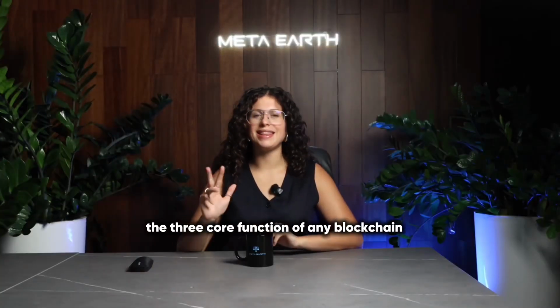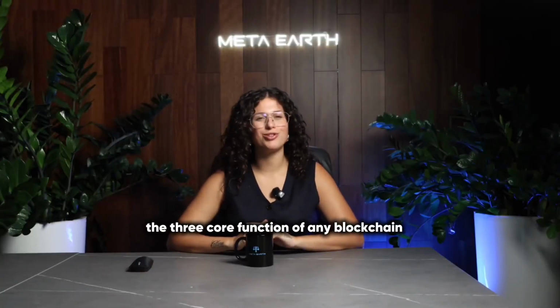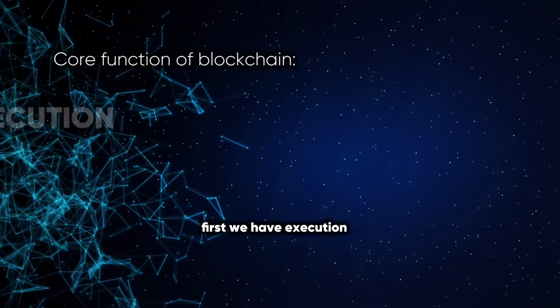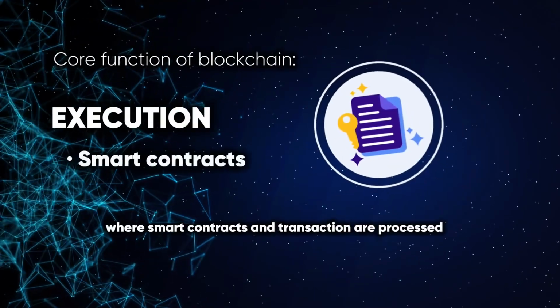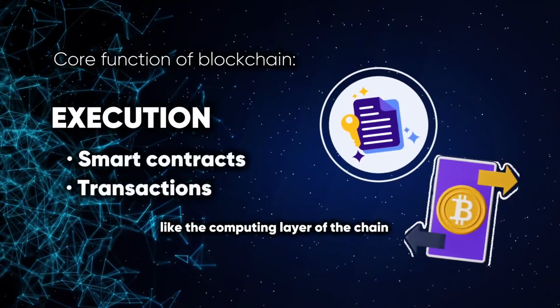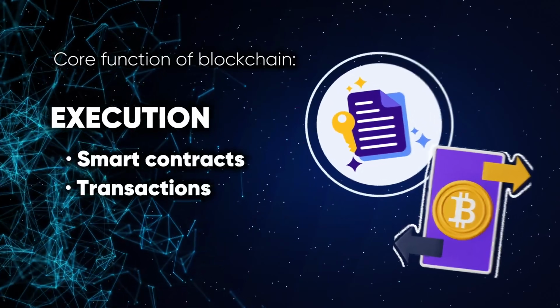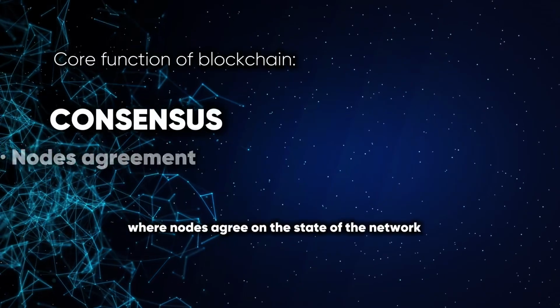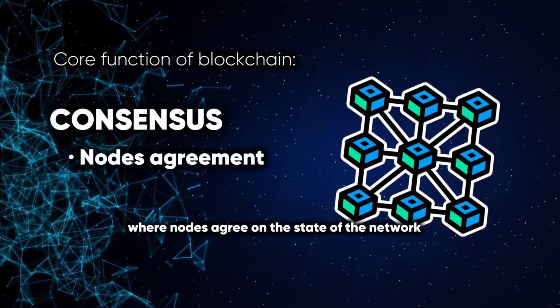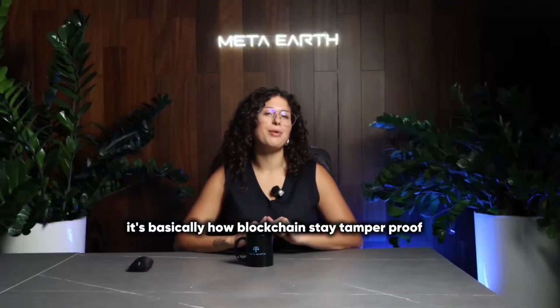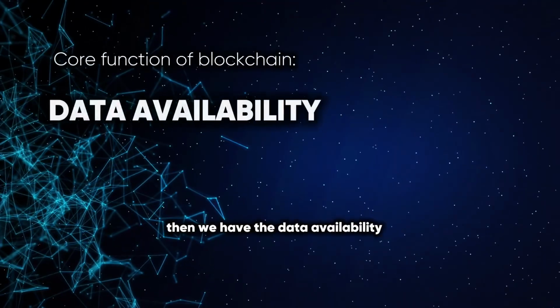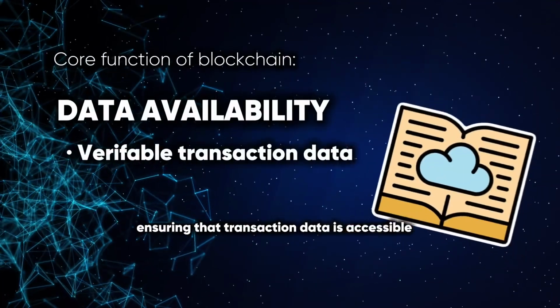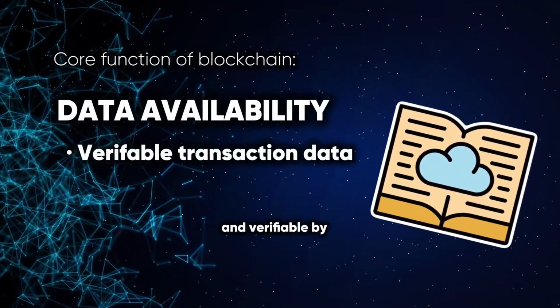Before we dive in, let's quickly explain the three core functions of any blockchain. First, we have execution, where smart contracts and transactions are processed, like the computing layer of the chain. Then we have consensus, where nodes agree on the state of the network. It's basically how blockchains stay tamper-proof. Then we have data availability, ensuring that transaction data is accessible and verifiable by anyone.